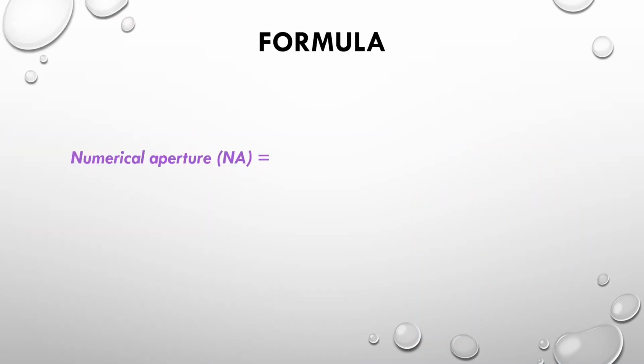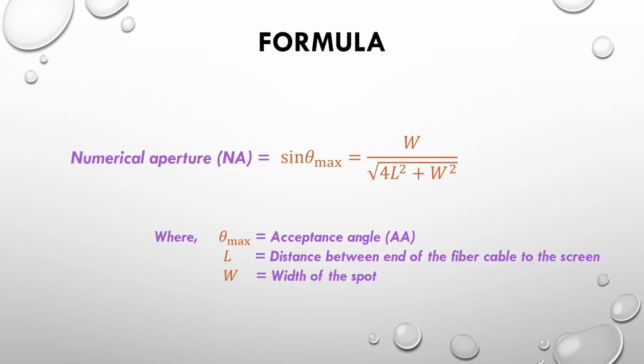Numerical aperture for an optical fiber surrounded by air can be found by the following formula. Here, maximum angle theta is said to be the acceptance angle. L is the distance between end of the fiber cable to the screen, and W is the width of the spot.